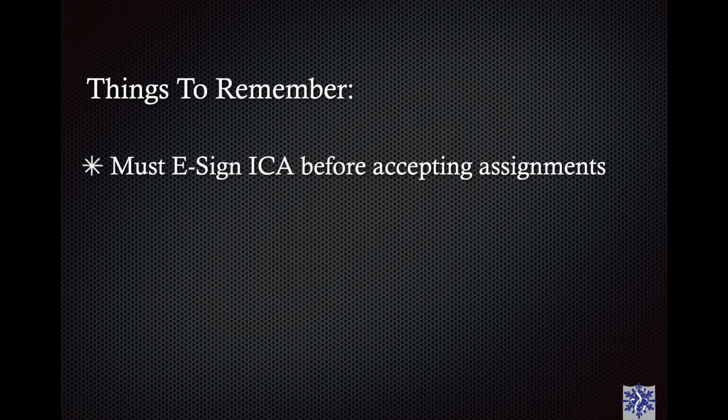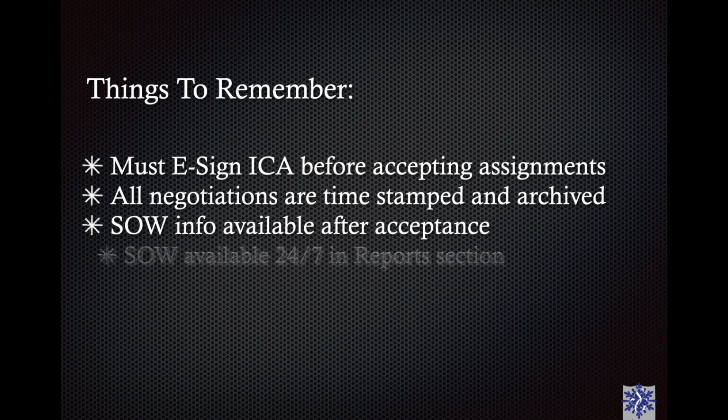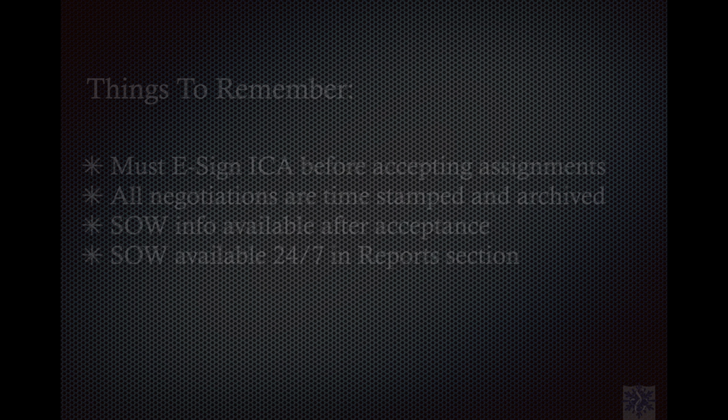Some things to remember is you must e-sign your independent contractor agreement before accepting any assignments that'll show up on the Schedule A. All negotiations are time-stamped and archived. The scope of work information will be available after you've accepted it in your portal. You'll be able to get to that with no problems. And then the scope of work is available 24/7 in your reports section as well, should you need to reference that at any other time.